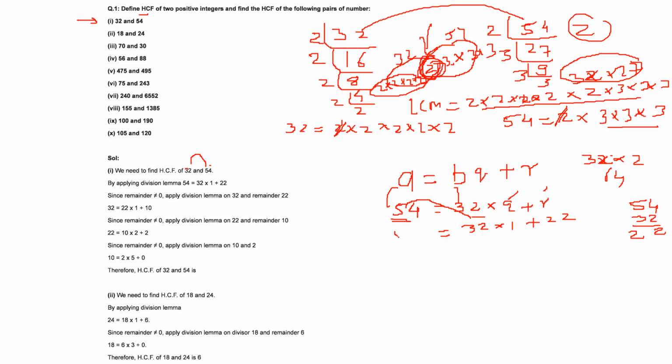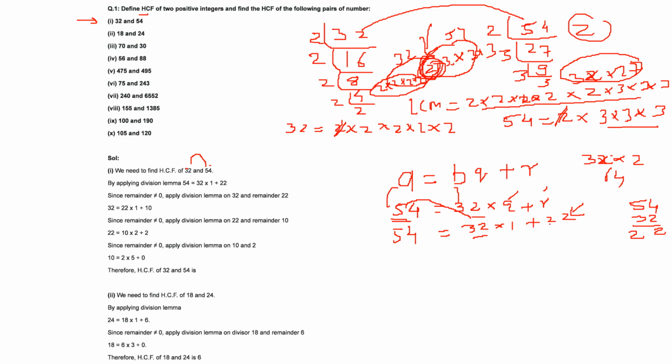Now this is done. 54 can be written in the division lemma form like this. Now, how do we find the HCF? We continue this again and again till we reach a point where the remainder is 0. When we reach the remainder 0, that divisor will be the HCF. So 54 is 32 into 1 plus 22.